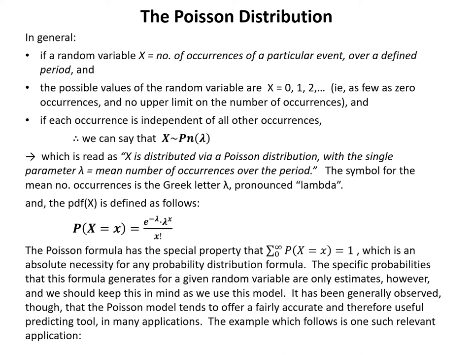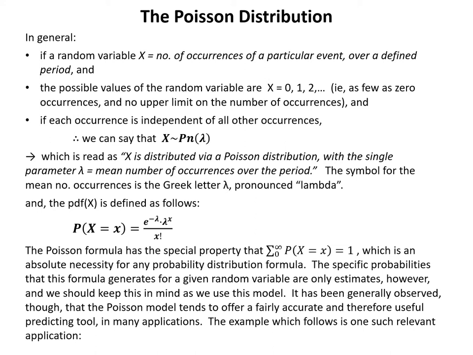We use Pn as the symbol for Poisson, and it has a single parameter. So we say that x is distributed as a Poisson random variable with parameter lambda. That's the symbol you see there, where lambda is defined as the mean number of occurrences over the period. So lambda is the average. We use the Greek letter lambda for this. There are others, sometimes mu is used, but in this course we'll generally use lambda to represent the average number of occurrences.